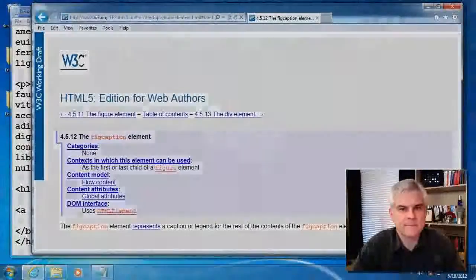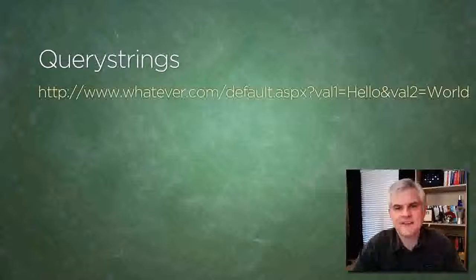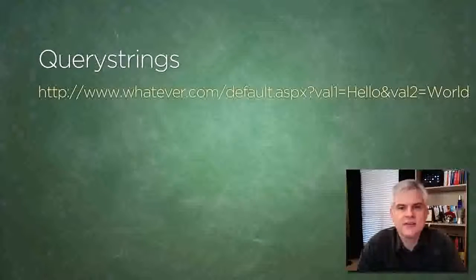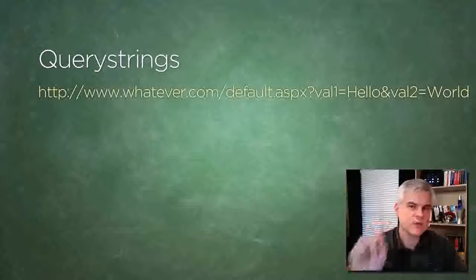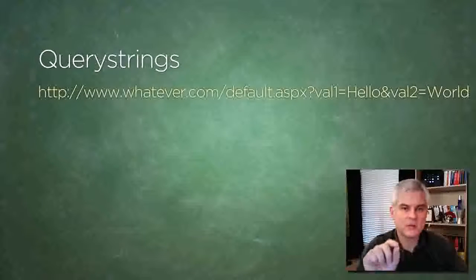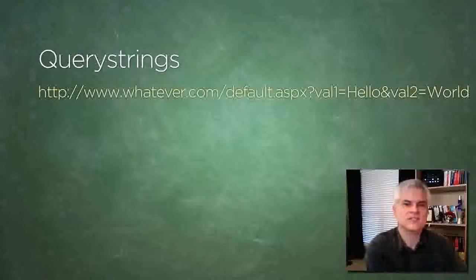But there's also a way to send name-value pairs in the URL, and that's called a query string. You're going to learn more about query strings when you learn ASP.NET, as a means of maintaining state or passing values between two web pages. So you're going to see this type of URL often. Take a look at the URL on screen: www.whatever.com/default.aspx, then there's a question mark, and then val1 equals hello, and then an ampersand, and val2 equals world. So let me explain what each of these things is doing.